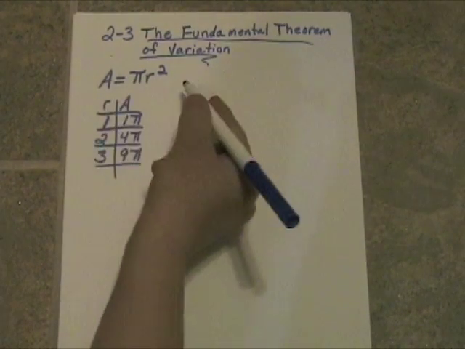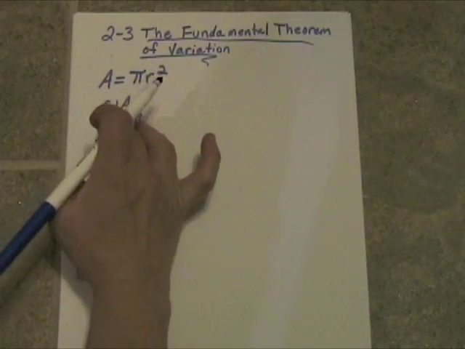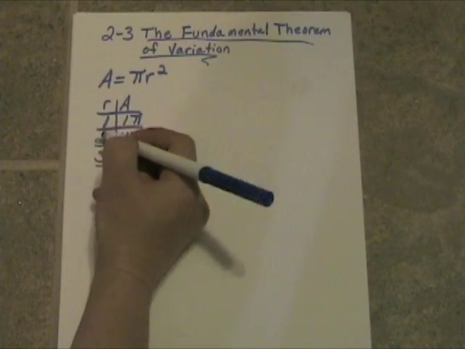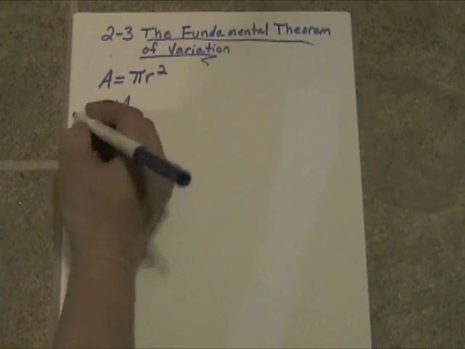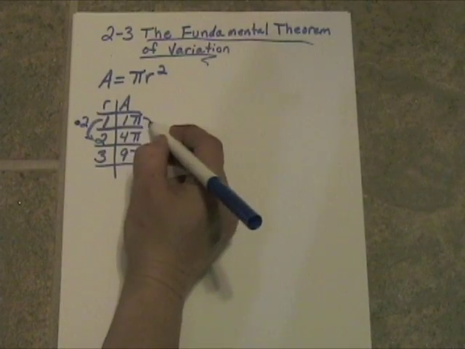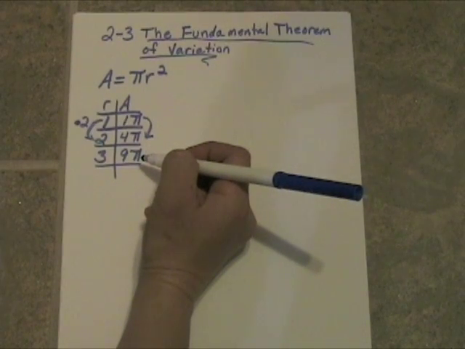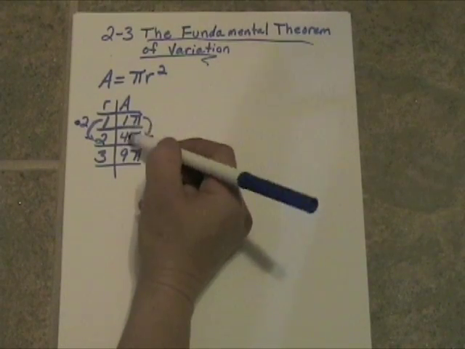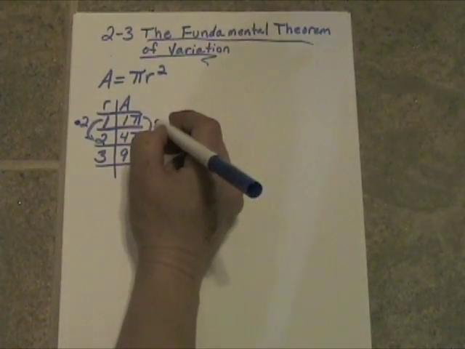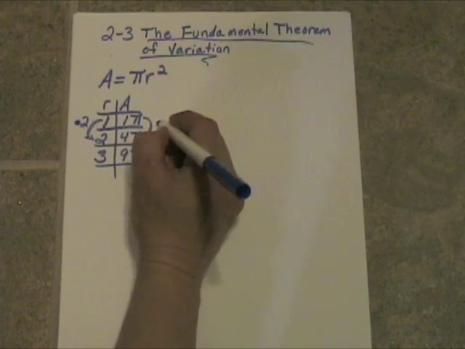All right, direct variation. Now let's take a look at what's happening to these variables. When we went from 1 to 2, we doubled. So I'll put times 2. Now let's see what happened over here. Well, we went from 1 pi to 4 pi. That's not a double, that's a quadruple. So that is times 2 to the second.